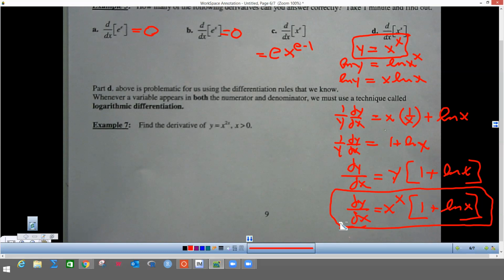Okay, the next part says, find the derivative of this. So this is the same story. We got an x to an x power. So we need a natural log each side. We want to get everything in terms of natural logs because we got to get that power out of the top. So we can move this power of 2x to the front.